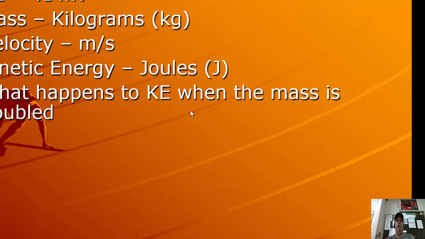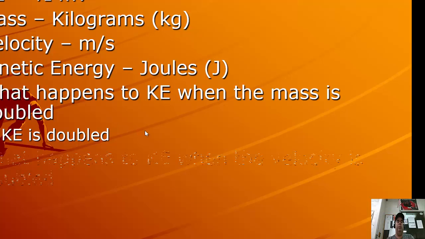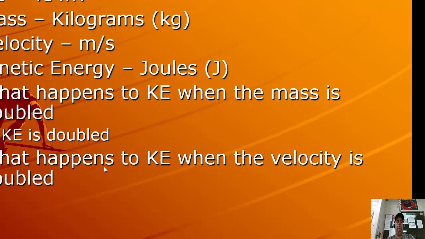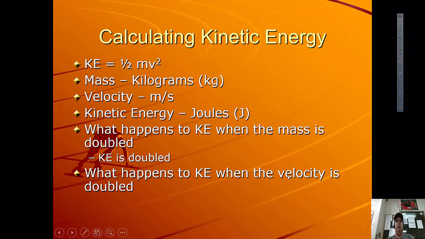So I want you to think of this. What happens to the kinetic energy when the mass is doubled? So if this gets 2 times bigger, this also is going to end up getting 2 times bigger. So kinetic energy gets doubled. But let's look at this one. What happens to kinetic energy when the velocity is doubled? So our velocity is going to get 2 times bigger. But notice this squared out here. So what is 2 squared? I'm hoping you said 4. And you're going to find out that that kinetic energy is going to get 4 times greater.